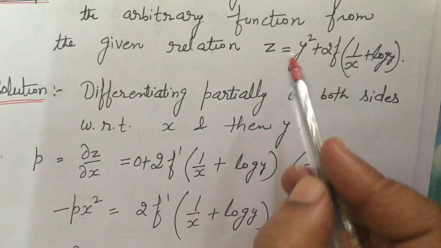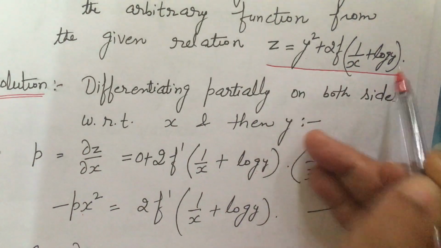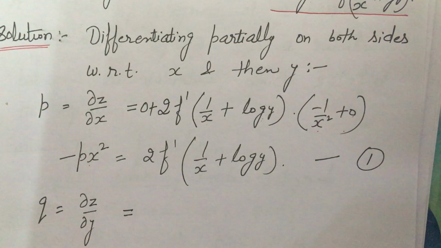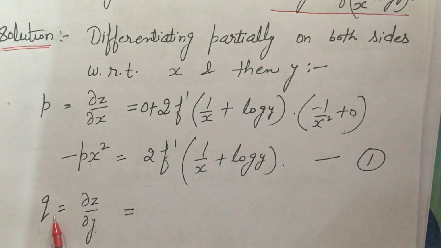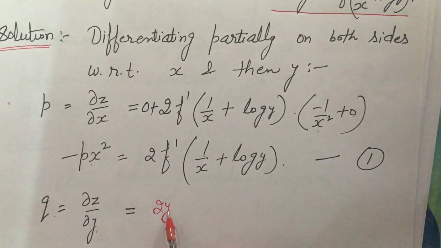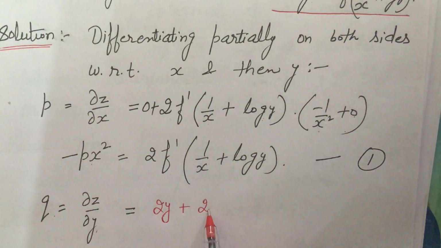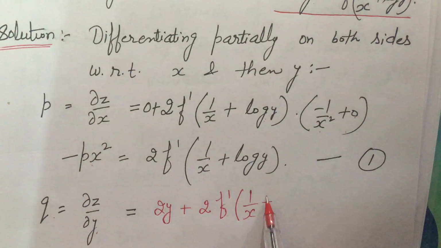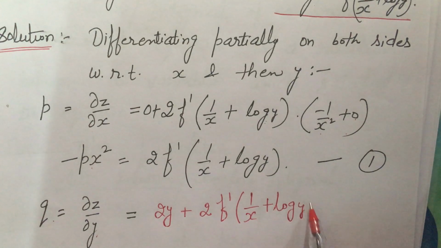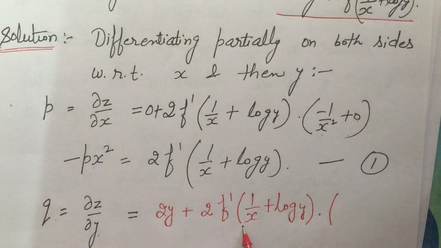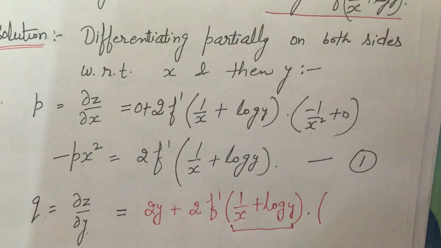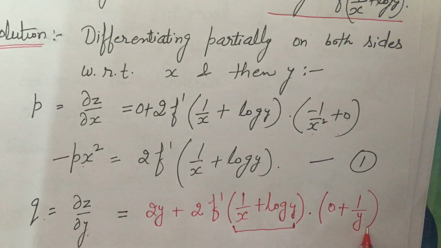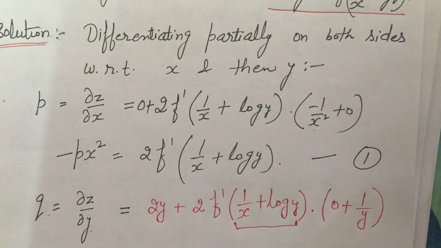Similarly, you can differentiate this relation with respect to y. When you are differentiating with respect to y, you will get curl z upon curl y equal to q. Derivative of y square is 2y, plus 2 into f dash of (1 by x plus log of y) into its derivative. According to the chain rule, derivative of 1 by x is 0, plus derivative of log y is 1 upon y. So multiply on both sides by y.